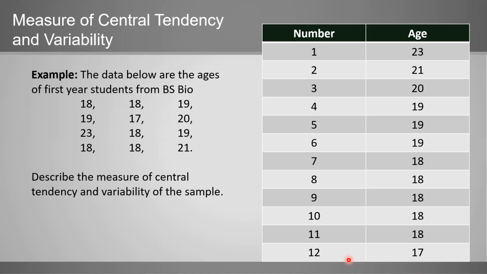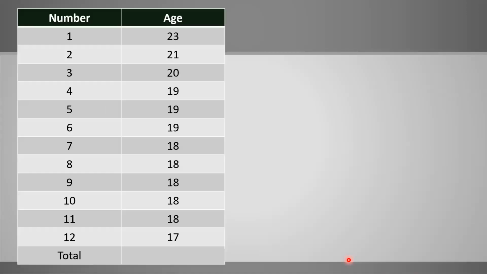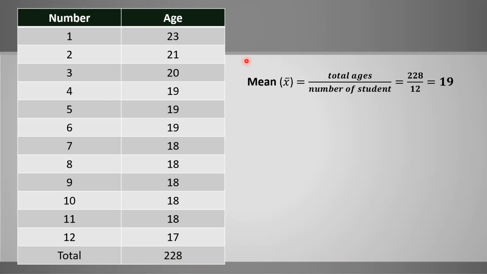Now, let's get the value of the central tendency. Ang una kong gagawin ay kunin ang mean. And to get the mean, kailangan ko munang kunin ang total ng mga ages natin. So, ang total ng ages is 228. Okay? And to get the value of mean, we just have to divide the total ages by the number of samples. So, ang total ages natin, again, is 228. And the number of samples we have is 12. So, 228 divided by 12, we have 19. So, this is the arithmetic average of our data. So, the center of tendency ng ating data.